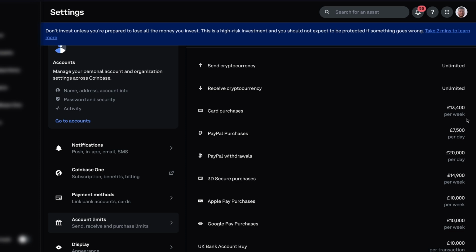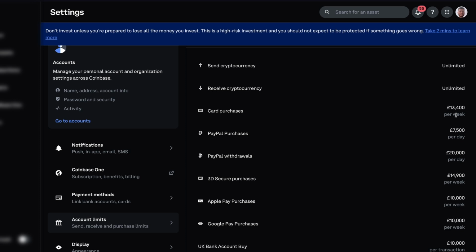And when it says per week, per day, it doesn't mean like a calendar day or a calendar week. It just means from the point you last purchased. So if I'm using a debit card, and I purchase my whole allowance on, say, a Wednesday at 3 p.m., it then resets the next Wednesday at 3 p.m. It doesn't reset on the next calendar week. It's just based on the last time you bought it.